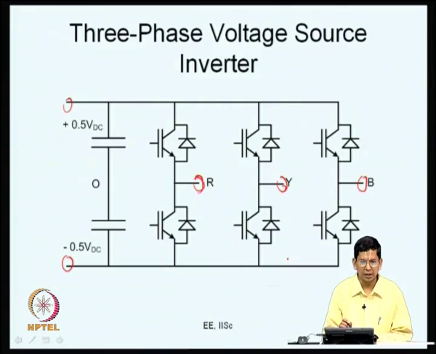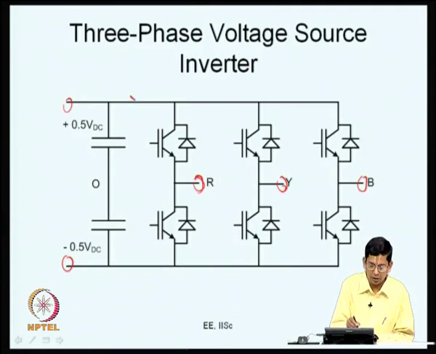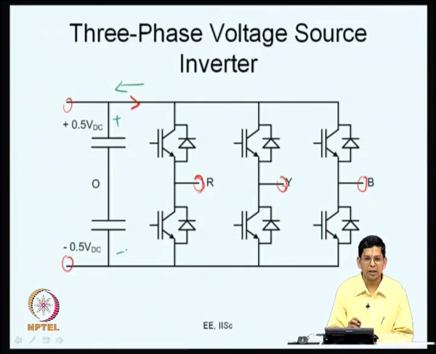As we observed the other day, this converter has a bidirectional power flow capability. Current can flow in this direction, as indicated by the red arrow, or it can also flow in the opposite direction, as indicated by the green arrow. The voltage polarity remains the same, but the current flow direction can reverse. So, once the average current reverses, the power flow direction reverses.